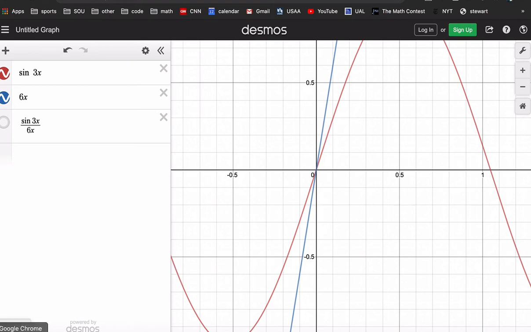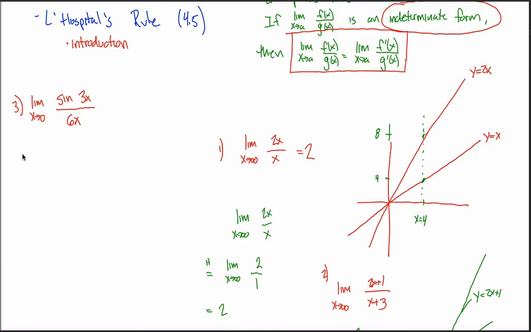Well, L'Hopital's rule can figure that out. The speed at which the red one gets to 0 is just the derivative of the red function. And the speed at which the blue one gets to 0 is just the derivative of the blue function. So what I can do is apply L'Hopital's rule here and say that this limit is equal to the limit as x approaches 0 of, what's the derivative of sine of 3x?